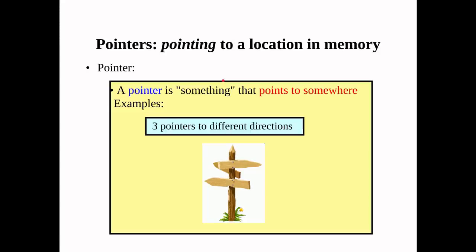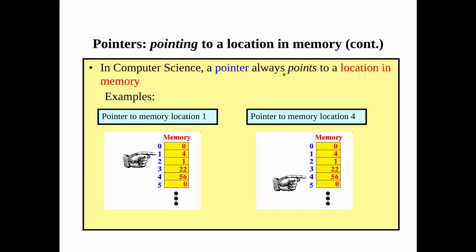So a pointer is pointing to a location in memory. It's not the data at that memory location, but it's pointing to that data. In computer science, a pointer always points to a location in memory. So we saw that the program counter was pointing or held the value of 1, which meant that it was pointing to the location 1 in memory. If it's pointing to location 4, then we know that it's pointing to here. So this is the location address. This is the value at that address.